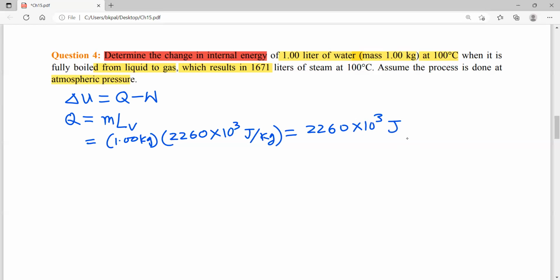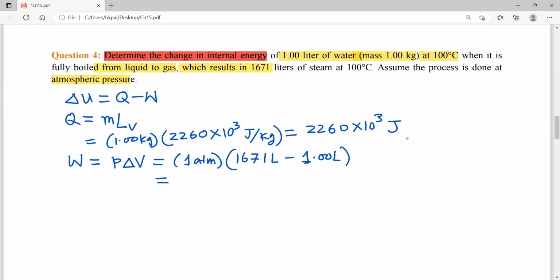So we get the heat required. Now we have to calculate W to determine delta U. W is P delta V, the pressure times delta V. Here pressure means 1 atmospheric pressure. The question already says that the process occurs at atmospheric pressure. And delta V is the final volume minus 1 liter. The final volume means the volume of the gas, 1671 liter, and the initial volume was the volume of the water, which was 1 liter. So 1 atmospheric means 1.013 times 10 to the power 5 Newton per meter square.